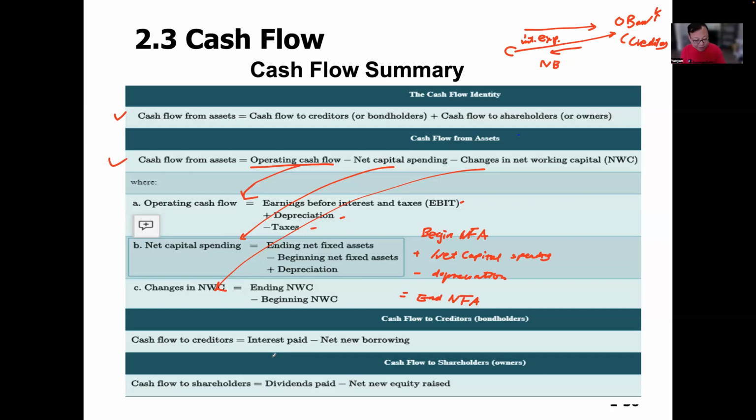Therefore, you use minus. Cash flow to shareholders is the same idea. We pay shareholder dividends, okay, but they may use the money to buy new stocks. So therefore, cash flow to the shareholders is the dividend paid minus new equity raised. When new equity is raised, the shareholders will bring money to the firm, right, to the company.